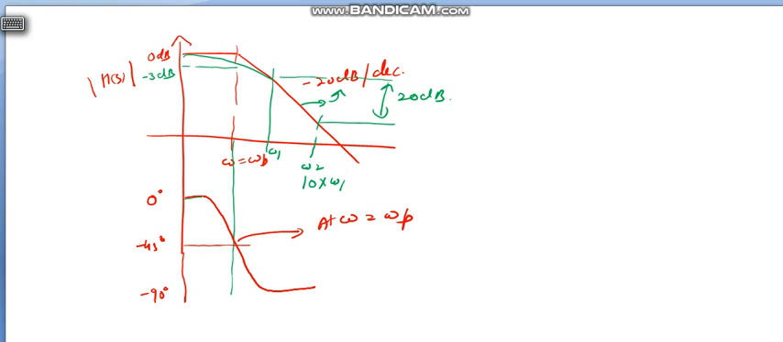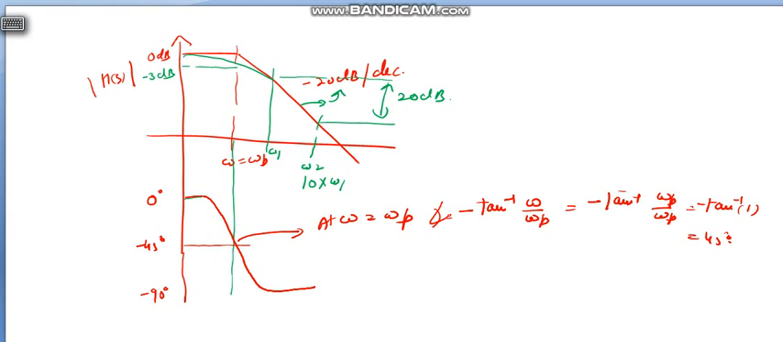Why? At omega equals to omega p, the phase is minus tan inverse 1, which equals 45 degree, and one pole gives a phase shift of 90 degree. So this is all about frequency response.